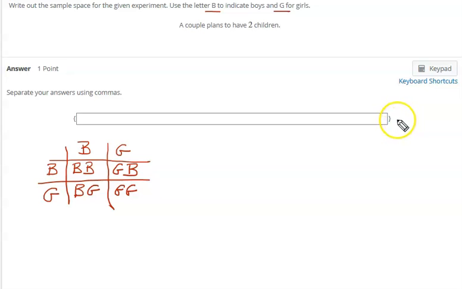Notice the braces are already there. Separate your capital letters by commas. Now, keep in mind, do not put a comma after your last item. And in a sense, this could also be the sample space of flipping two coins, where you would just change the letters to heads and tails, and it would be similar to this.